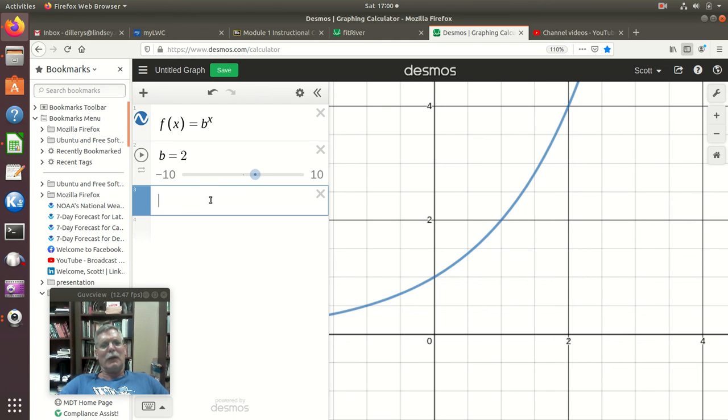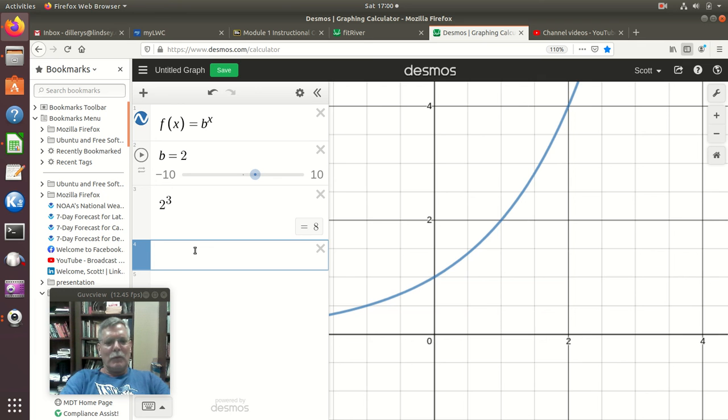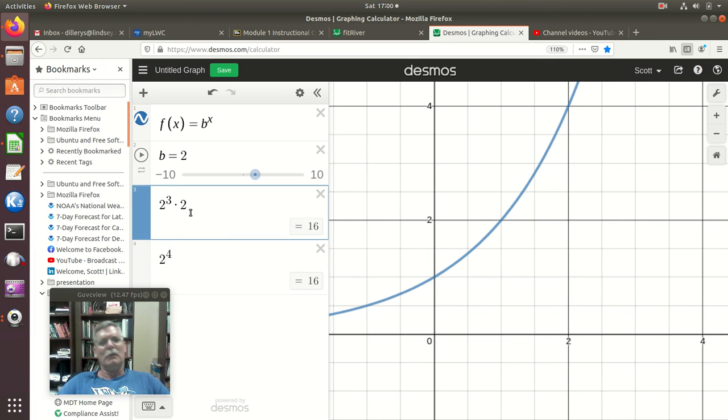Because, again, say b was 2, if I have 2 cubed, and then I do 2 to the 4th because I move over by 1 on x, well, what did I do? Well, I did 2 cubed times 2, 8 times 2 is 16. So you see, moving 1 to the right, that's adding 1 in the exponent. You're multiplying your previous answer by whatever b was. And so that's something you can think about with b.